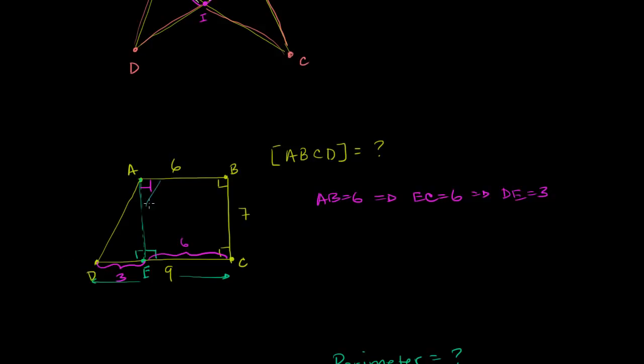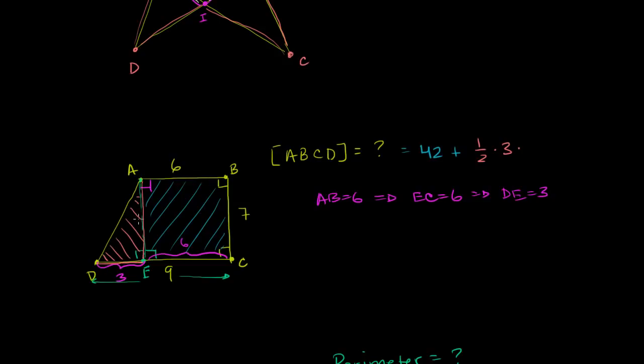The area of this rectangle right over here is just going to be 6 times 7, so it's going to be equal to 42, plus the area of this triangle right over here. And that's 1/2 base times height. The base over here is 3, so 1/2 times 3, and the height over here is, once again, going to be 7.